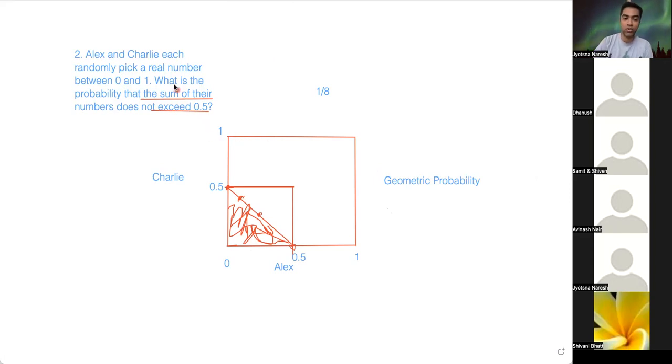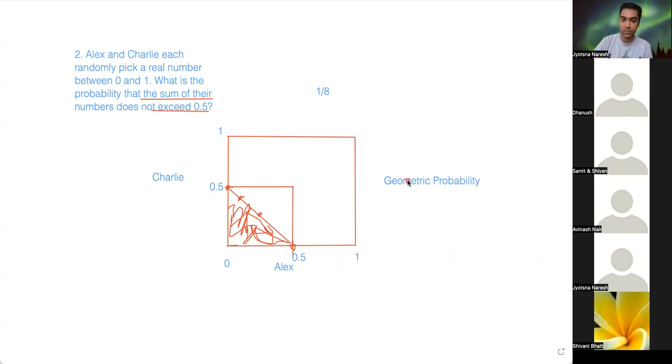And one sign would be when they choose a real number between 0 and 1, you can represent all the real numbers by thinking about the line between 0 and 1. So any point on that corresponds to one choice. So when you see that, this might be an indication that you might think about geometric probability. And when you have two people, it becomes two dimensions. So Alex on one axis and Charlie on the other, and you can think about it in a two-dimensional way.